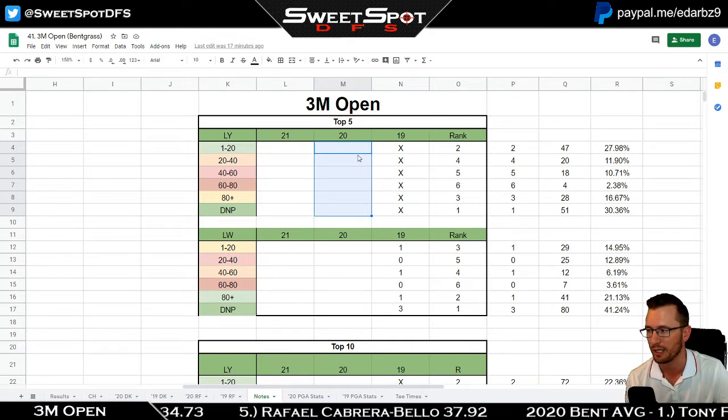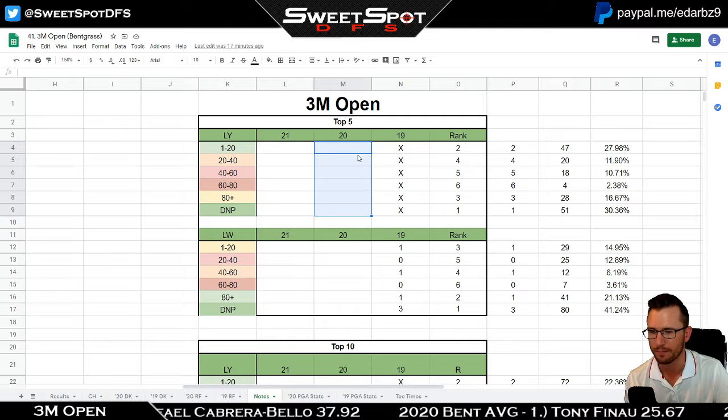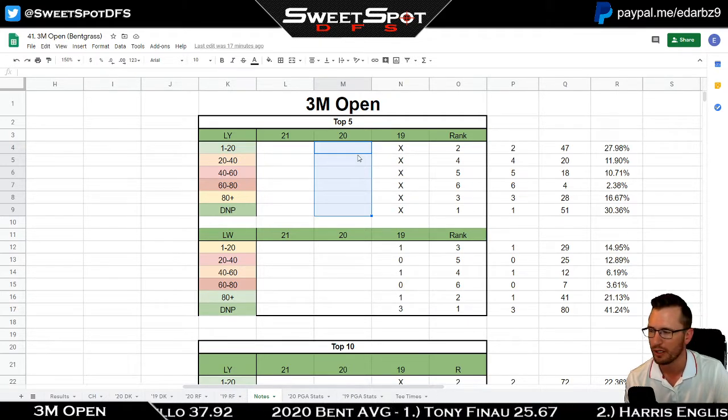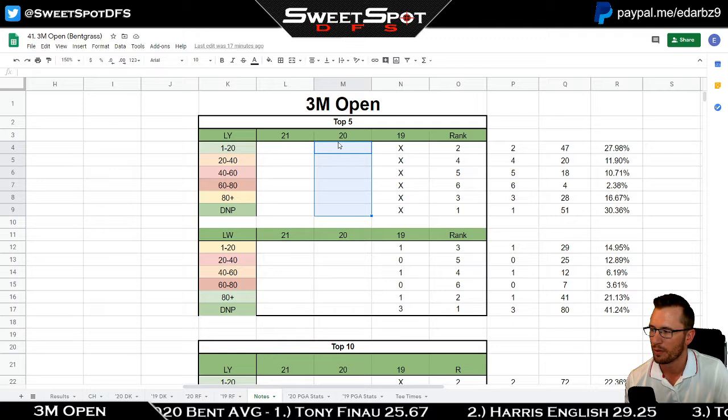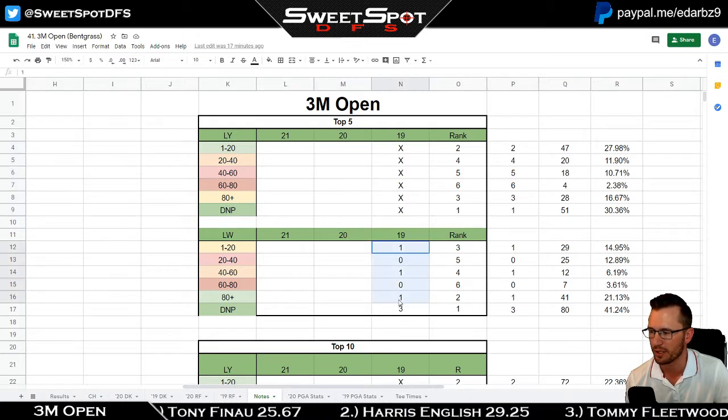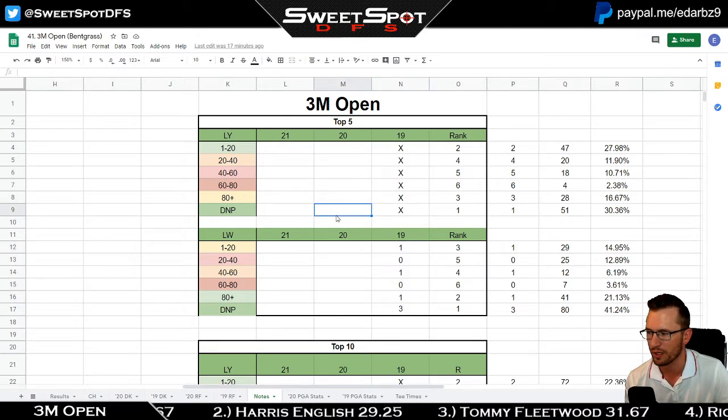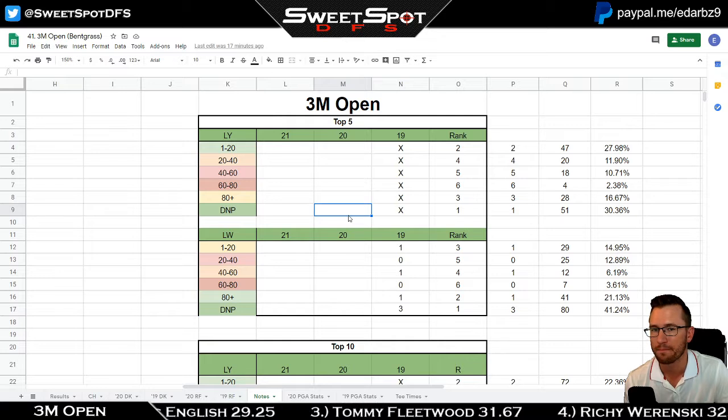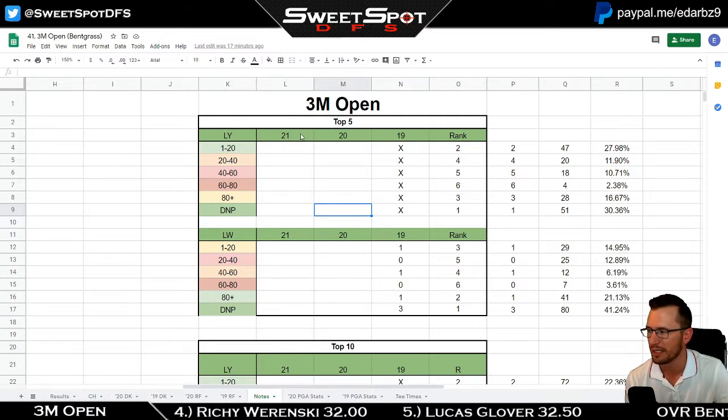I mean, it'll depend. But let's say we had numbers in here similar to this. Say there was a 3 here. We would then say we had 3 golfers inside the top 5 who didn't play last year. Simple as that, right? And that's how this would all read.